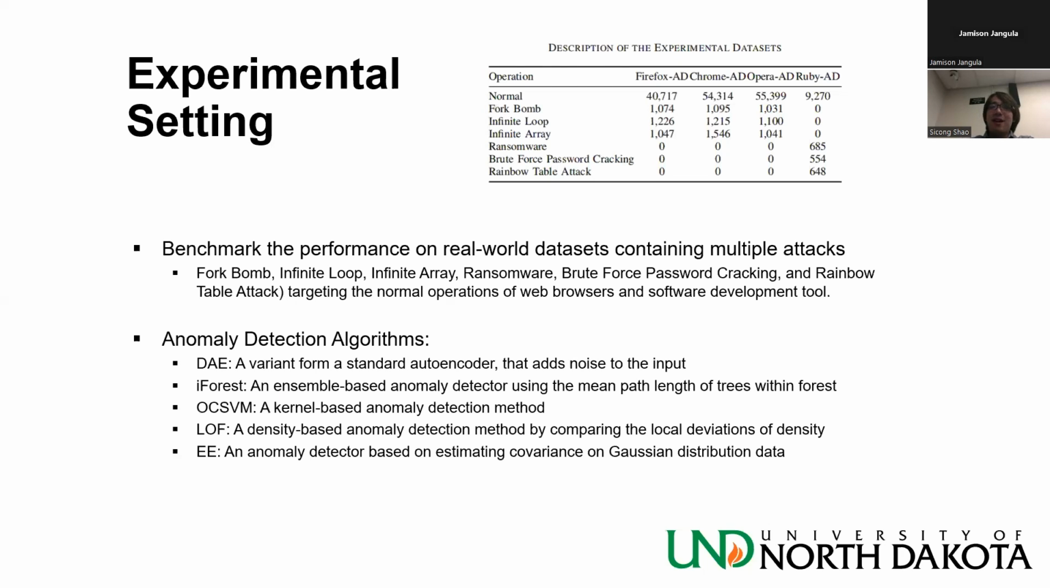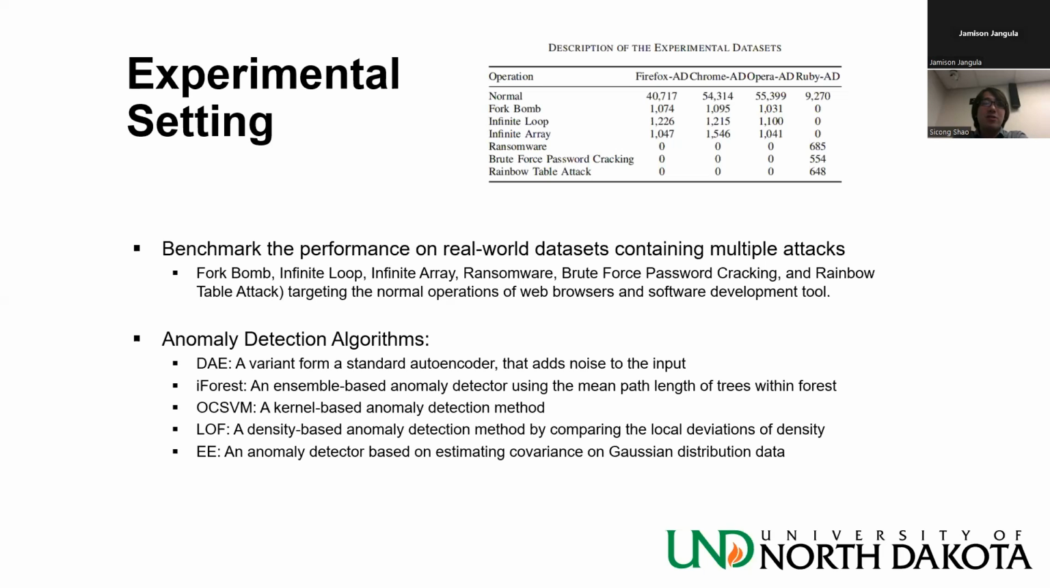Then we conducted our experiments. Basically, for the normal behavior, we collect the data. If I remember correctly, we collected more than 10 hours of data from normal user behavior. We conducted the experiments on 4 application software: Firefox, Chrome, Opera, and also a software development tool, Ruby. So we collected the normal data, how users use them in a normal way.